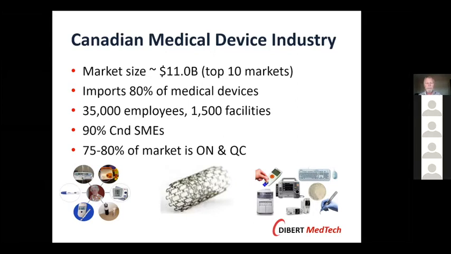This is the employees. It's not nearly as big as the other large industries, but still a significant presence. Most of the companies are Canadian small and medium-sized enterprises. However, 75 to 80% of the market is Ontario and Quebec, which is important to take into account when you're looking to build a reimbursement strategy about where you want to focus to begin with. On that percentage of Canadian SMEs, that's the number of companies. But if you look at market share, it's 10% of the companies, in other words, the global companies, that have 85 to 90% of the share.